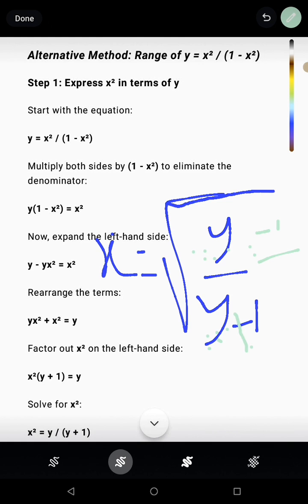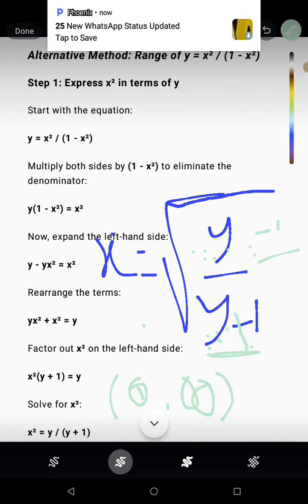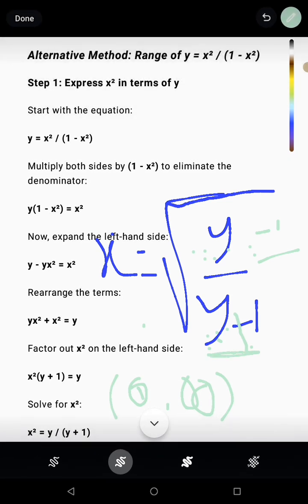That's where the problem lies. So what we're going to do here is that the domain is going to be from 0 to positive infinity. The range is from 0 to positive infinity. Just look at the point where the denominator equals 0, that's one thing we know. So Y plus 1 equal to 0.